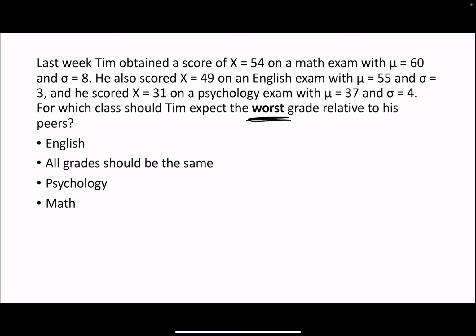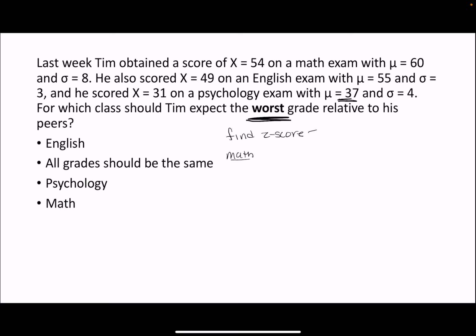So what we're going to do is find the z-score, and we do have to find the z-score since each one of these tests has a different mean and a different standard deviation. We can't just compare the grades and say, well, he made a 31 on his psychology exam, so obviously that was the worst exam. But if I look here, the mean was only a 37. So we have to look at both the mean and the standard deviation for each test. So that means we're going to find the z-score for each one of these. So we're going to start with math.